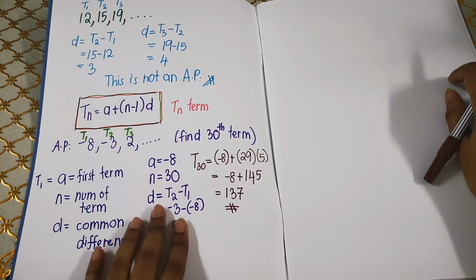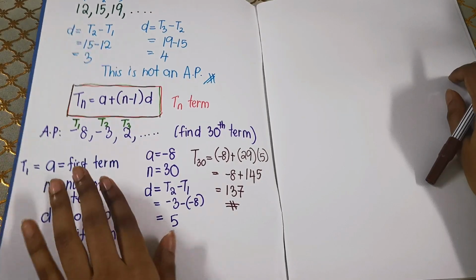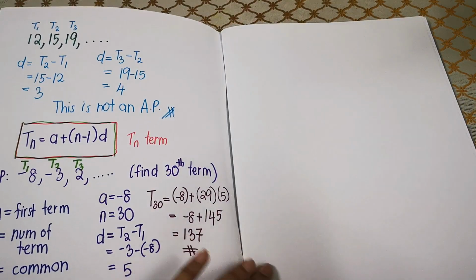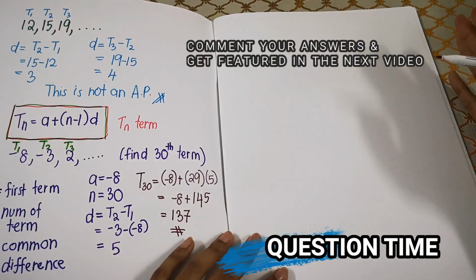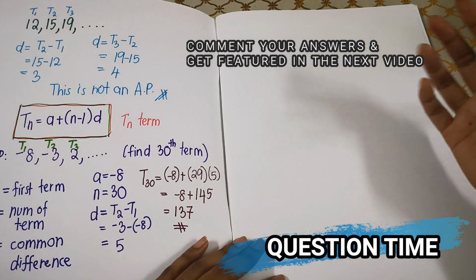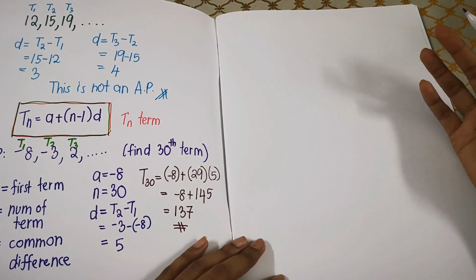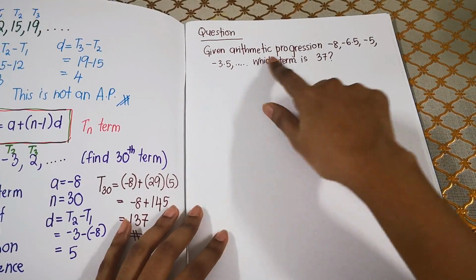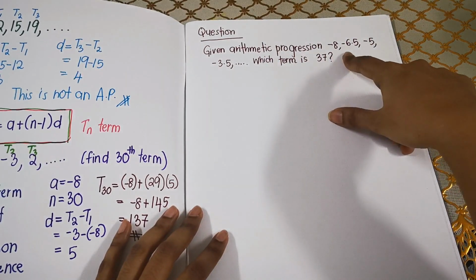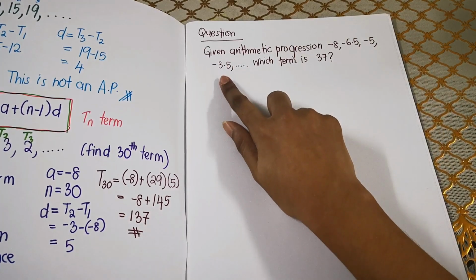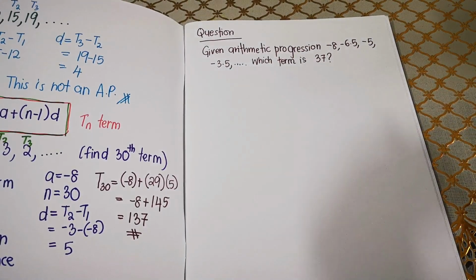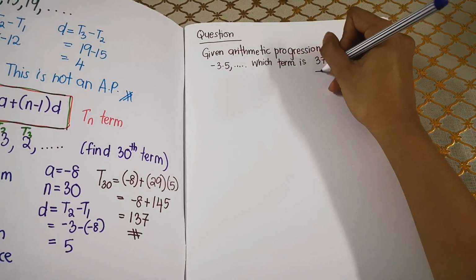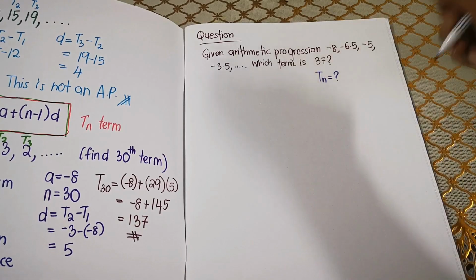So far I have taught how to find the common difference and how to use the Tn formula. Now I have a question. If you get the answer, you can post it in the comment section below, and I'll feature you in my next video. The question is: given the arithmetic progression -8, -6.5, -5, -3.5, which term is 37? That means you are going to find n. This is what you don't know.